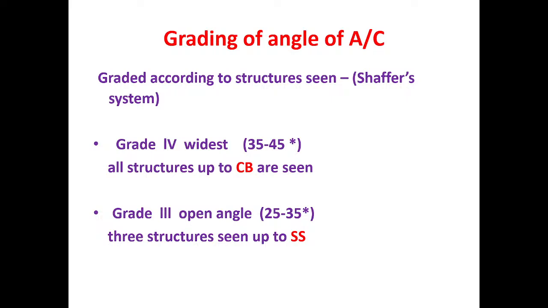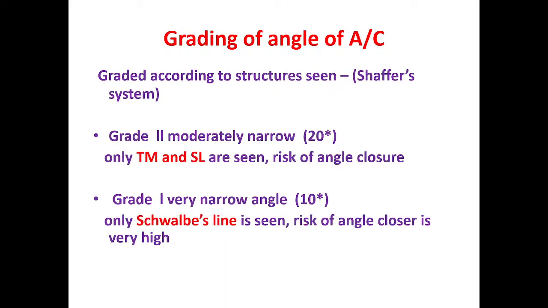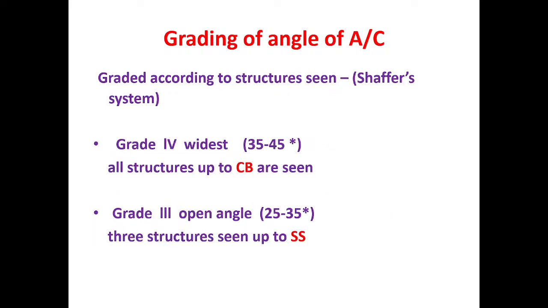Then there are conditions where you may see only up to the scleral spur. Now from the iris side, the ciliary body is not visible, the spur is visible. So it is a grade 3 angle, 3 structures. Still the trabecular meshwork is visible, so it is still an open angle. Grade 3 is again an open angle because Schwalbe's line, trabecular meshwork and scleral spur are seen. Still we are able to see the trabecular meshwork from where the aqueous humor is drained, so there is no chance of getting an angle closure attack.